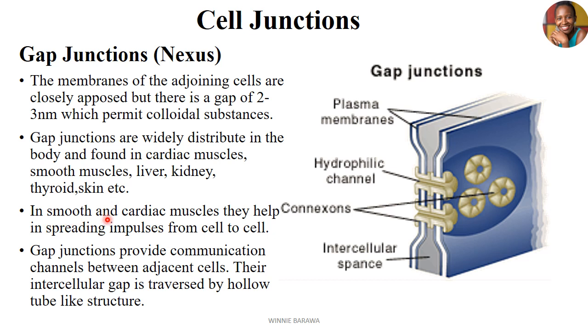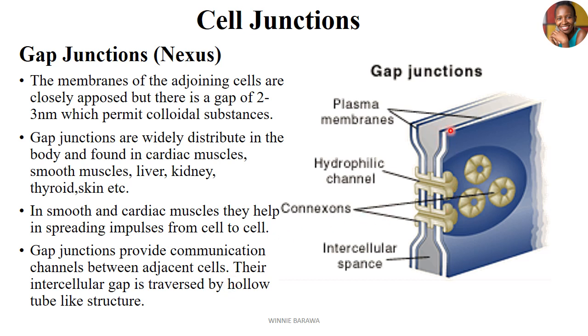In the smooth and cardiac muscles, we are also told the gap junction allows spread of impulses from one cell to the other. Just to remind us, in the smooth and cardiac muscles, during muscle contraction and relaxation, we have nerve stimulation to facilitate that. And for the purpose of passing one impulse to the other, the gap junctions allow that to happen. So the gap junction literally provides communication between adjacent cells, and its intercellular gap is traversed by a hollow tube structure. Let's turn all these words into a picture and understand how the gap junction looks.